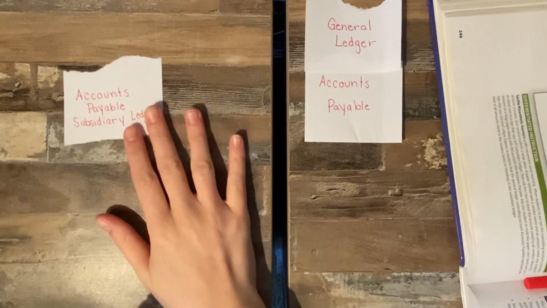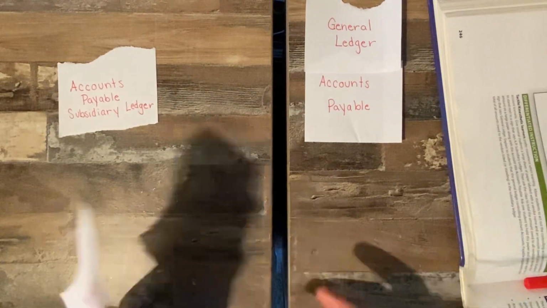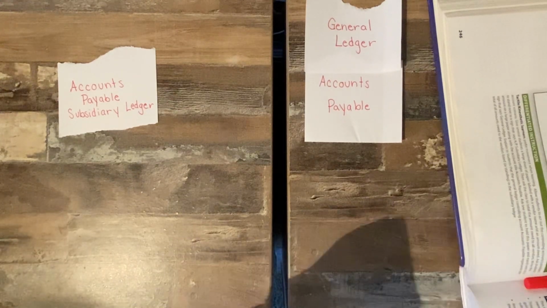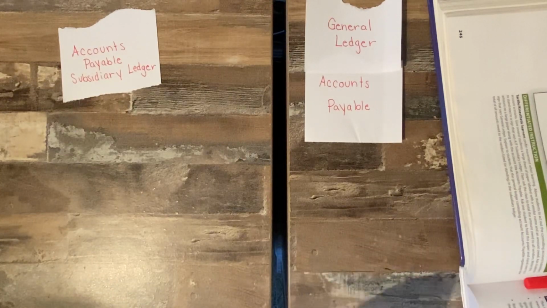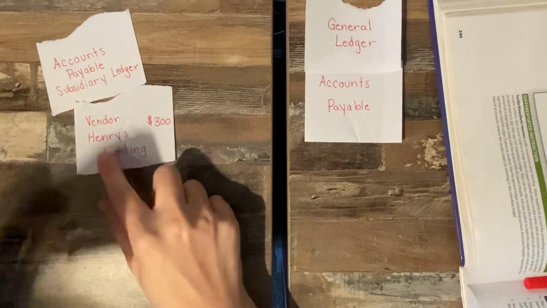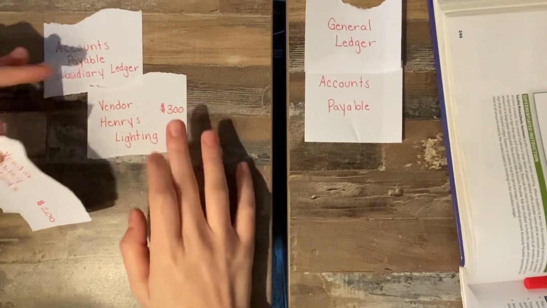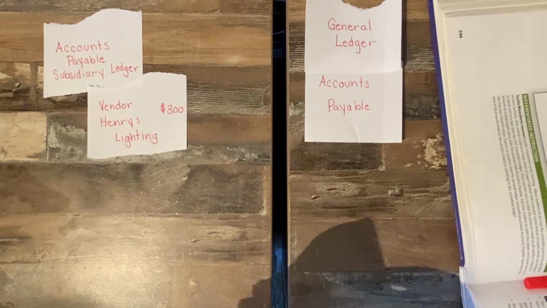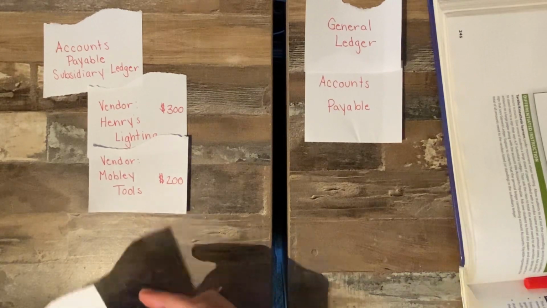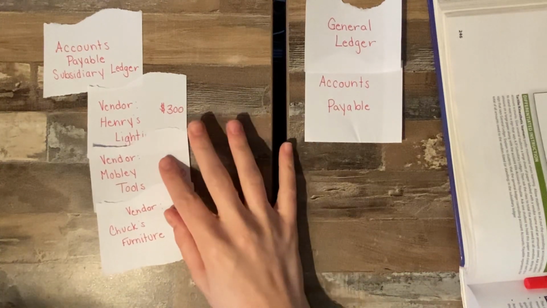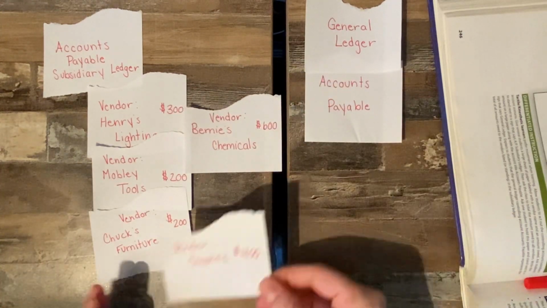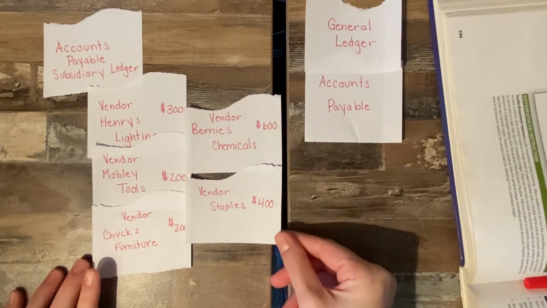But for somebody like, let's say, 3 Green Company. For someone like that, maybe they're a corporation, 3 Green Corporation. They are constantly buying stuff on account from companies. First one, vendor, Henry's Lighting. They owe Henry's Lighting $300. They owe Mobley Tools $200. They owe Chuck's Furniture $200. They owe Bernie's Chemicals $600. And they owe Staples $400.